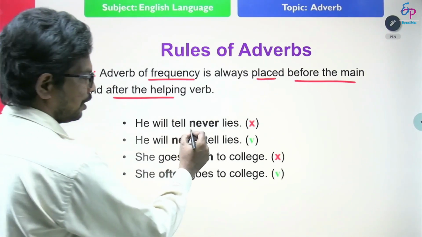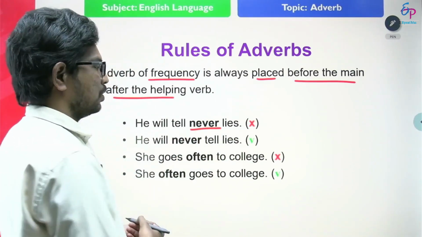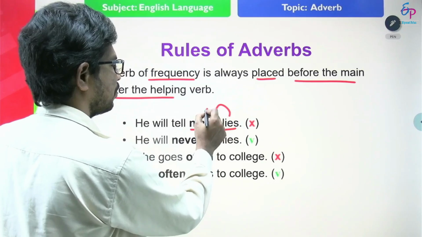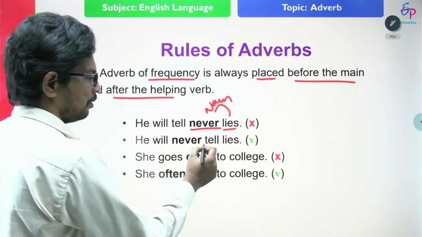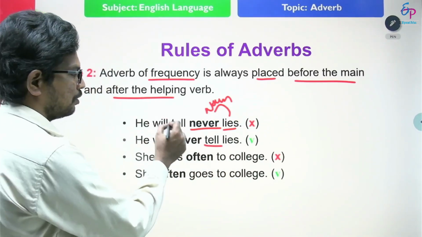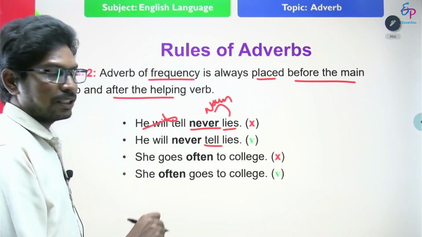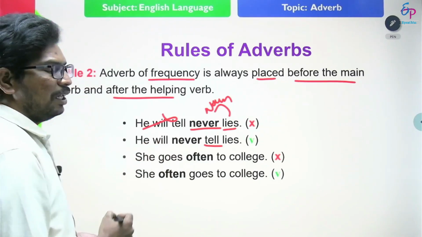In this statement, never is an adverb of frequency, so it is placed before the noun. It is wrong. It should always be placed before the main verb. What is the main verb? Tell is the main verb. So this is not the correct statement. What is the correct one? He will never tell lies.